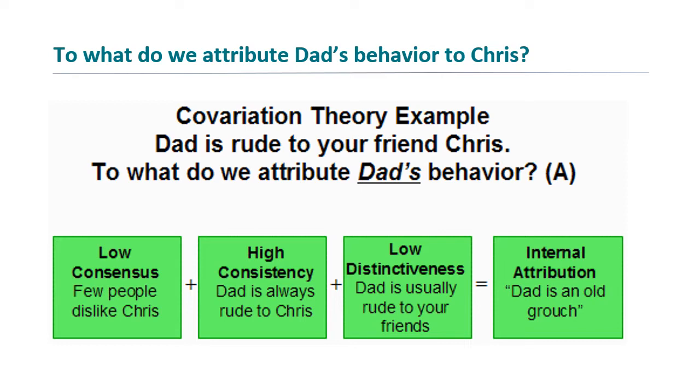But his actions are very consistent. He's always rude to Chris. And it's not distinctive, low distinctive. Dad is usually rude to your friends. It's not just Chris. Then we make an internal attribution. Dad is an old grouch.